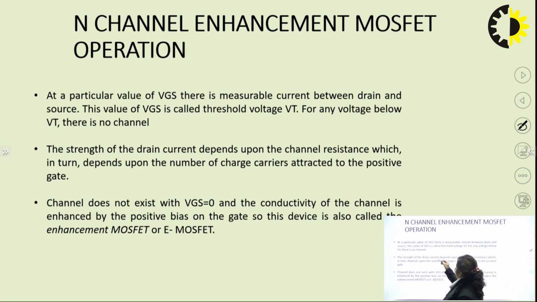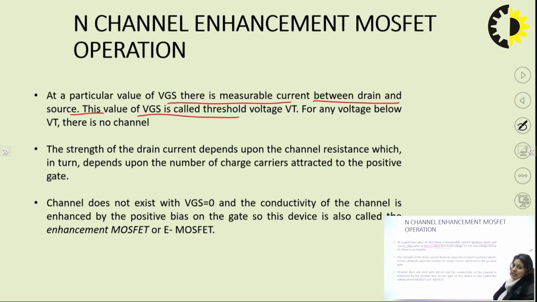At a particular value of VGS, there is measurable current between the drain and the source, and this value of VGS is called the threshold voltage, which is called VT. For any voltage below VT, there is no channel. So whenever VGS is less than VT, in that case there will be no channel. So no channel is formed.